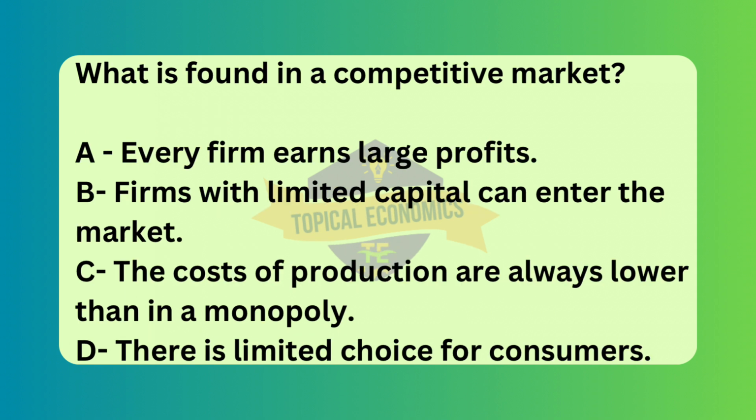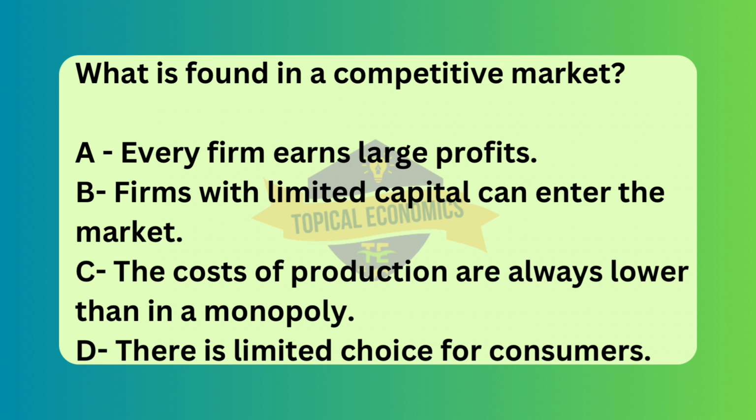Moving to sixth question. What is found in a competitive market? A. Every firm earns large profits. B. Firms with limited capital can enter the market. C. The costs of production are always lower than in a monopoly. D. There is limited choice for consumers. The correct answer for this question is option B. Firms with limited capital can enter the market.